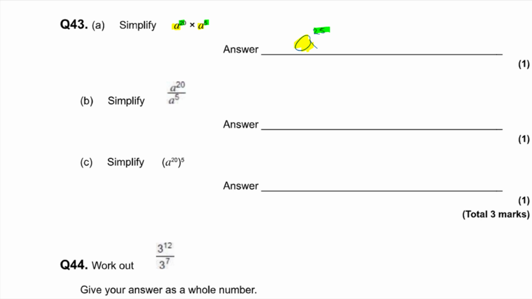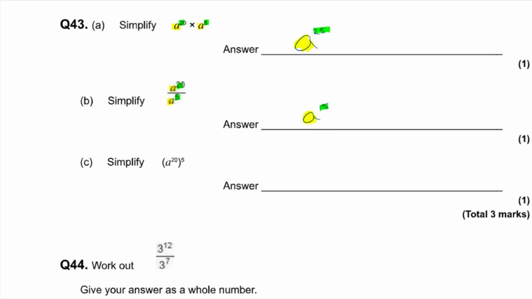B, simplify a to the 20 divided by a to the 5. 2 numbers with the same base. I've got indices 20 and 5. I'm going to subtract them here, aren't I? So I'm going to get a to the power of 20, subtract 5. That's 15. So I'm going to get a to the power of 15.